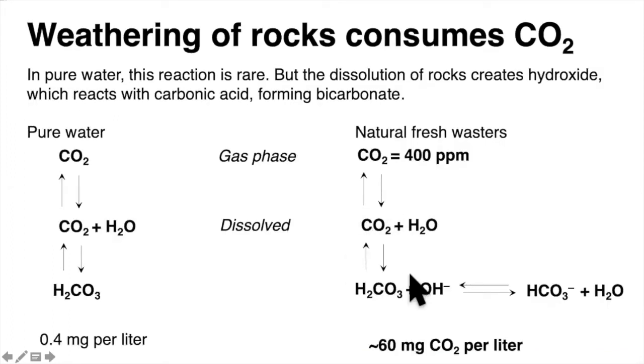And so in the natural freshwaters, the addition of hydroxide, a base from rock weathering, enables more CO2 to dissolve in water. This is because we created this whole new pool of bicarbonate and carbonate. And so CO2 will dissolve from the atmosphere into water, it'll form carbonic acid, and then it'll form carbonate. And because these pools are depleted now because they've been shifted into carbonate, more CO2 will dissolve into water. And this is what allows these freshwaters to hold significantly more CO2 than just pure water.